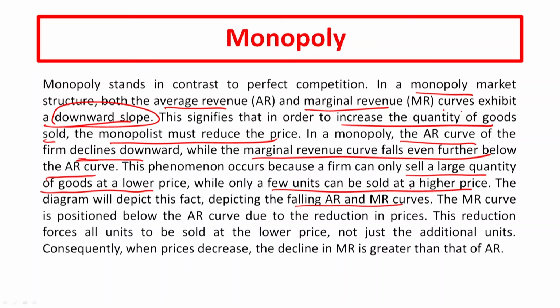The MR curve is always positioned below the AR curve due to reduction in prices. This reduction forces all units to be sold at lower prices, not just the additional units. Consequently, when the price decreases, the decline in MR is greater than that of AR. So, in this slide, I tried to provide you a gist about monopoly, how it works. The AR and MR curves both are downward sloping.